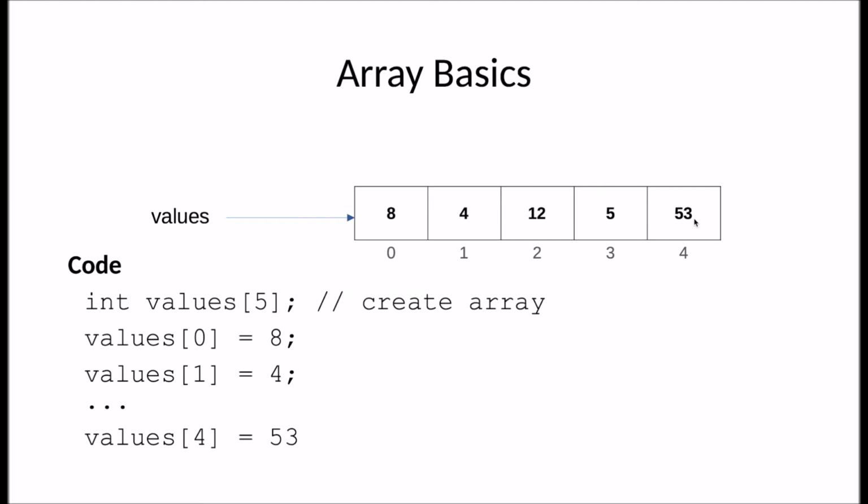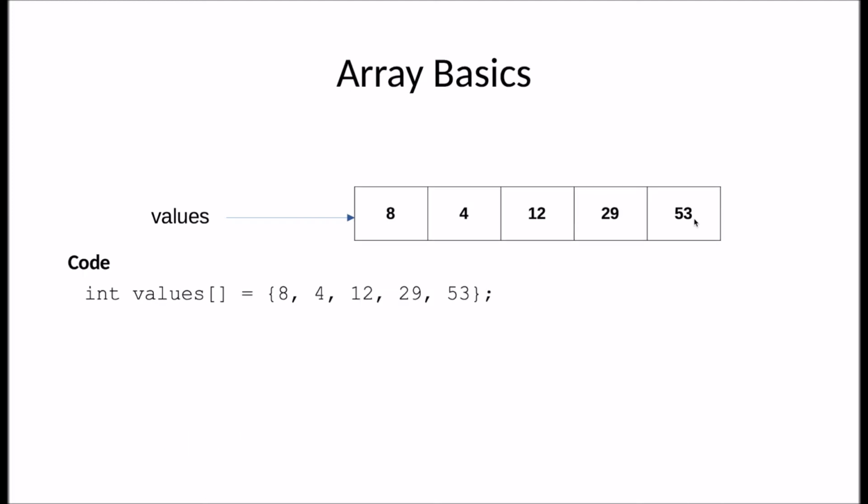There's another syntax where I can create this array in a single statement. Here I type int followed by the identifier, which I use values, and then in square brackets I do not specify the size. The size is then inferred by the initializer list. I use 8, 4, 12, 29, 53. These are 5 integers, so this will create an array of 5 integers with these values, just like you see up here.